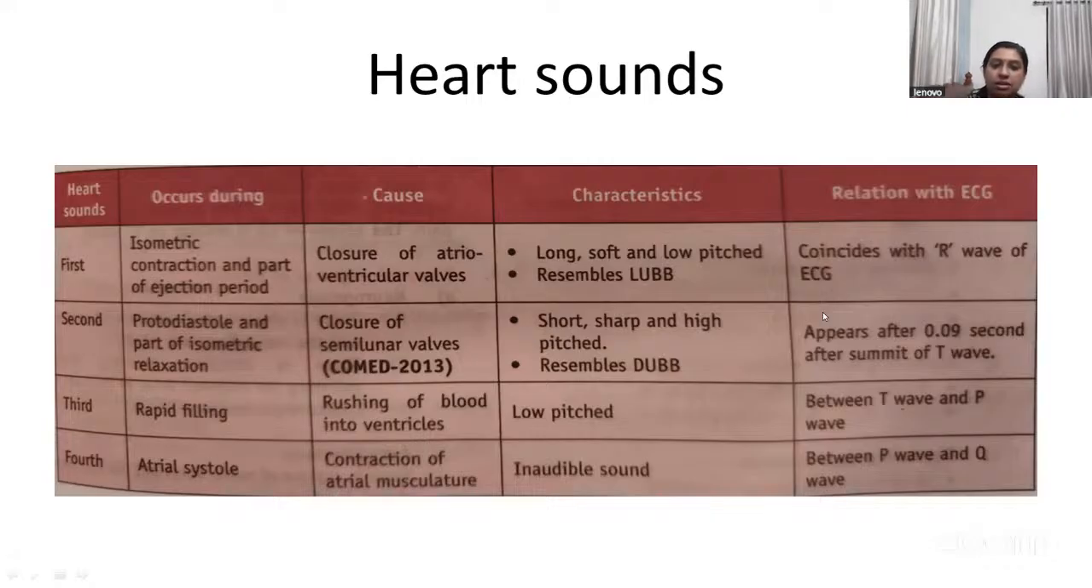And third occurs during the rapid filling and rushing of blood into the ventricles, which is the cause of the third heart sound. It is a low-pitched sound, and in relationship with the ECG it is seen between the T wave and P wave. And fourth is the atrial systole, which occurs during atrial systole and causes the contraction of the atrial musculature. Usually this fourth sound is almost inaudible, and it occurs between the P wave and the Q wave of the ECG.